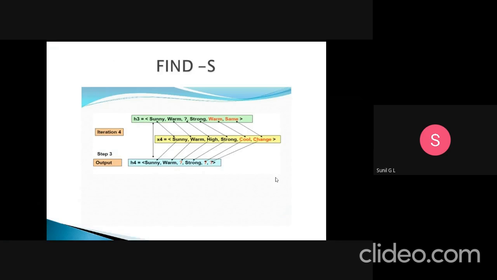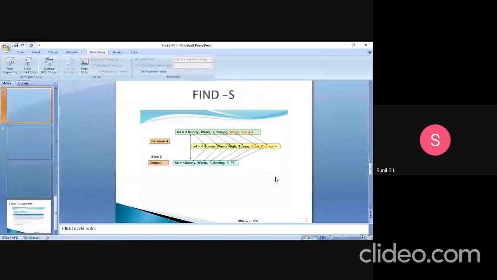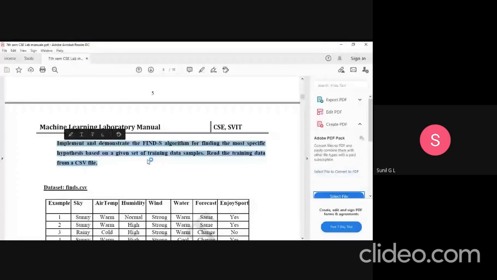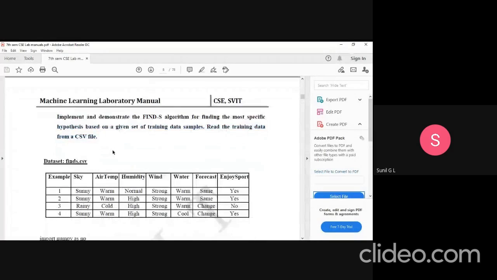Now we will go for the program. I will explain the program now. So this is the program. Here we implement and demonstrate the Find S algorithm for finding the most specific hypothesis based on the given data set of training data samples.